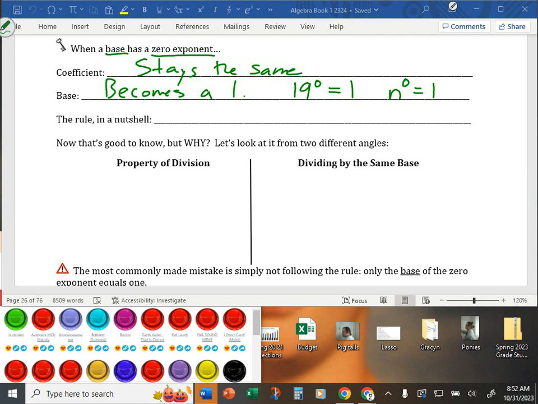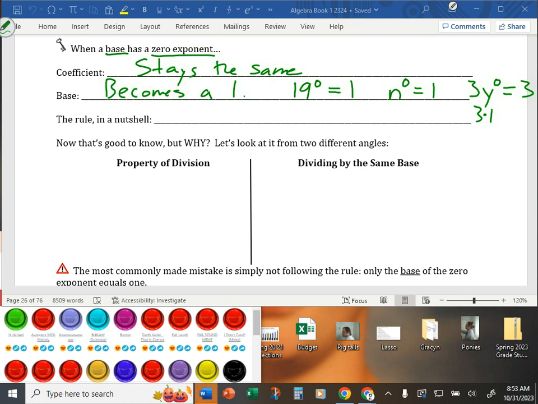If you do have a coefficient, such as 3y to the 0 power, read the rule. James? 3, 1. 3, like 31? No. It's just 3. I don't get it. The y to the 0 power becomes a 1, right? The base of y becomes a 1, and 3 times 1 equals 3.